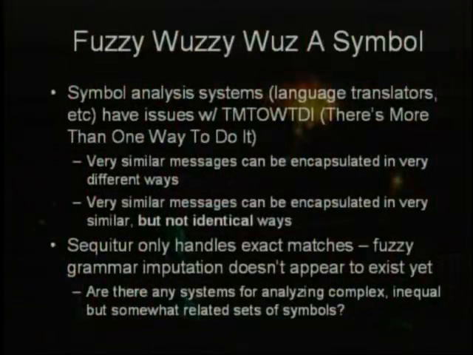So, symbol analysis systems do kind of have a problem. Languages have synonyms and more than one way to say it. Very similar messages can be encapsulated in very different ways, or in almost identical ways, but they'll still show up as different symbols because the raw bytes are different. This is actually a fundamental weakness of Sequitur. It's looking for exact matches.